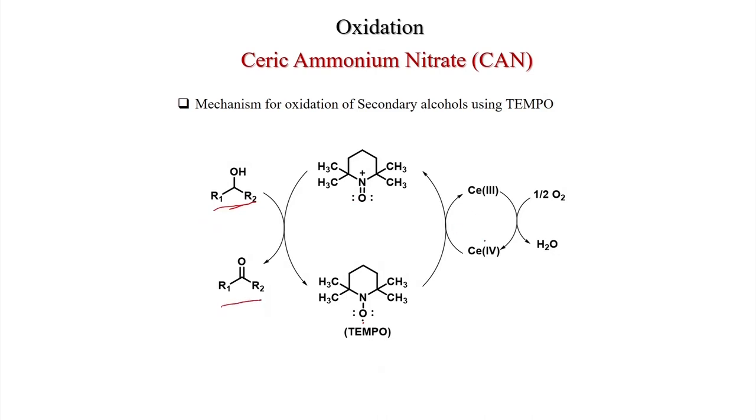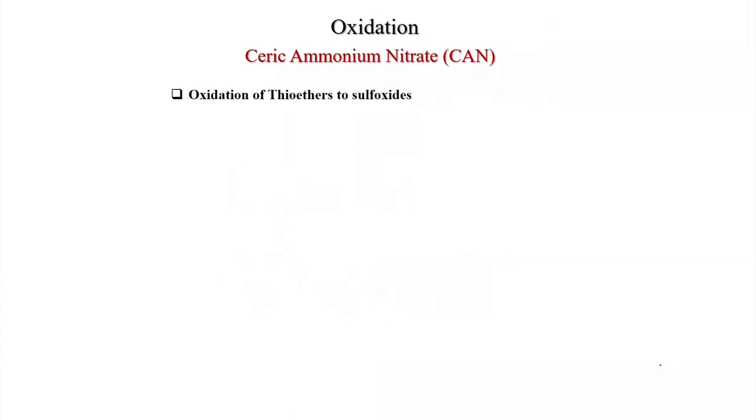And when cerium 4 becomes cerium 3, it again reoxidizes to cerium 4 by oxygen. So, this reaction you have to do under oxygen atmosphere, and then oxygen will get reduced to water. So, this is the whole catalytic system, this is a bicatalytic system, that TEMPO also is getting cycled in this reaction, and cerium 4 is also getting cycled in this reaction. So TEMPO is getting oxidized by cerium, and cerium 3 is getting oxidized by oxygen.